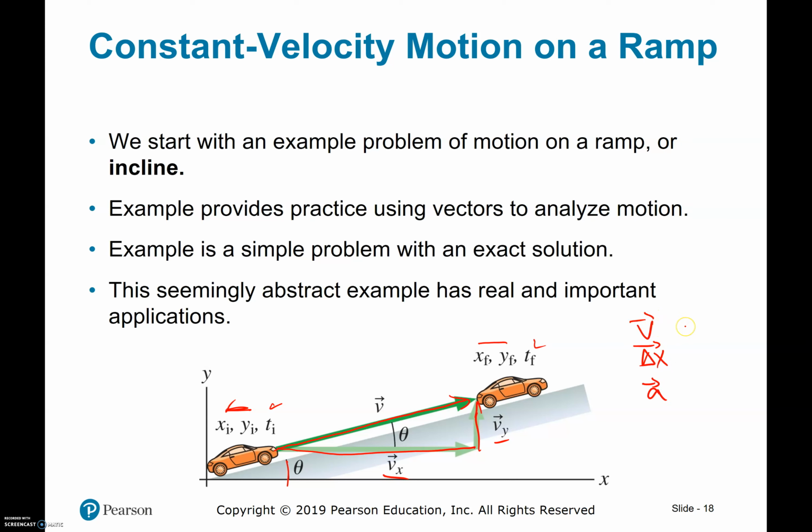And they have two components. They have vx, vy, delta x and delta y, and a has ax, ay. And typically when we have more than one component, we are going to call this r. So this would be a vector with vx, vy, two components. This would be a vector with x, y, and this would be a vector with ax, ay.